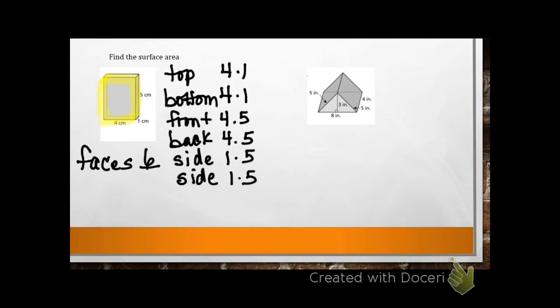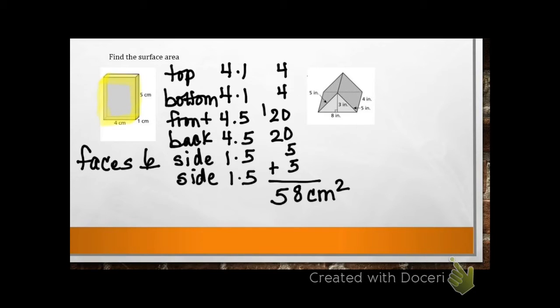Now I'm going to go back and multiply first all my numbers, lining up carefully, and then I add all those together, and that will give me my surface area. 4 and 4 is 8. 8 and 20 is 28. 28 and 20 is 48. 48 and 10 is 58. So my answer is going to be 58 centimeters squared. My surface area is equal to 58 centimeters squared.